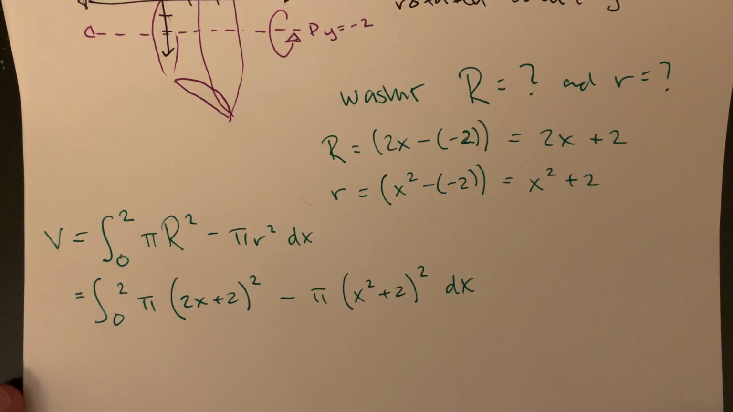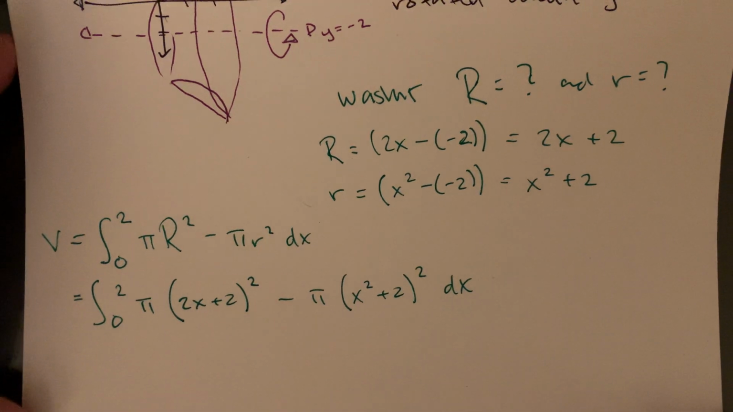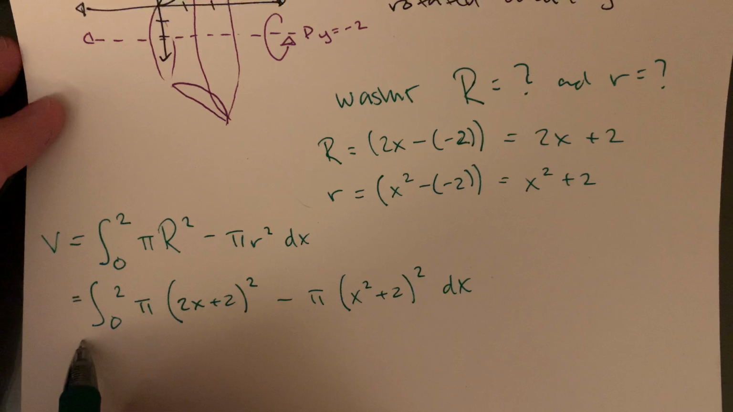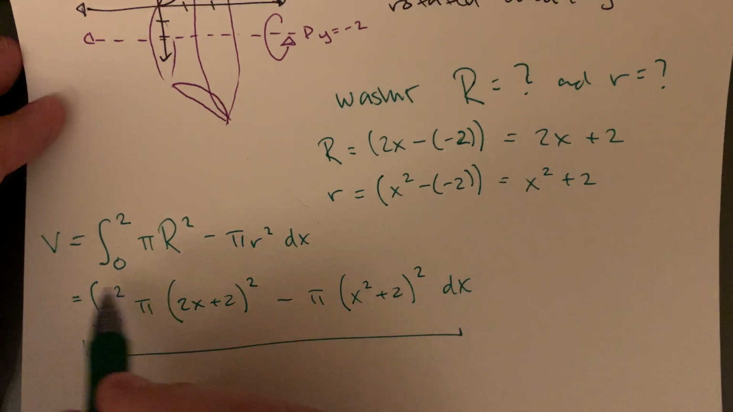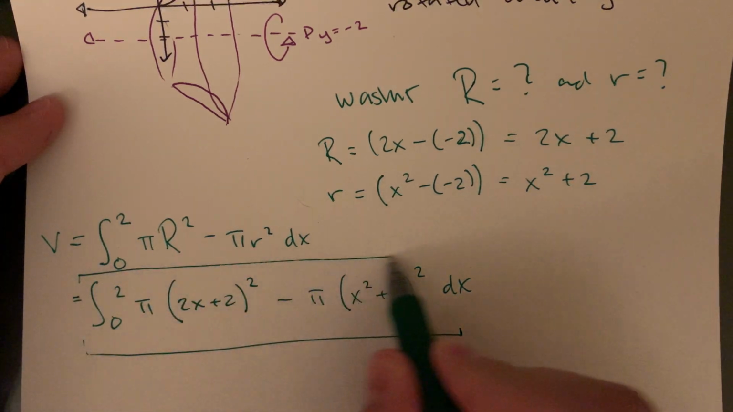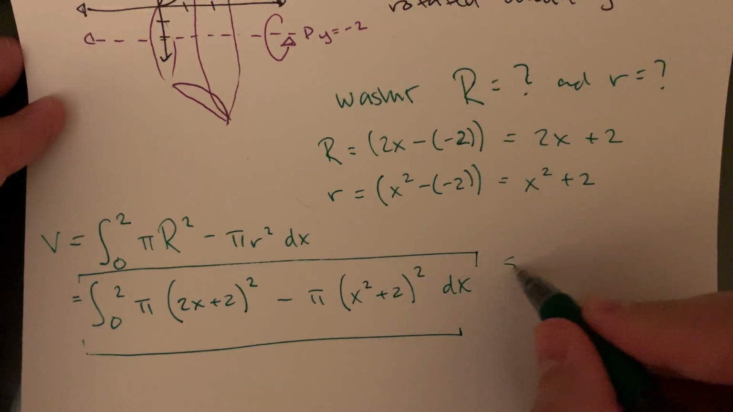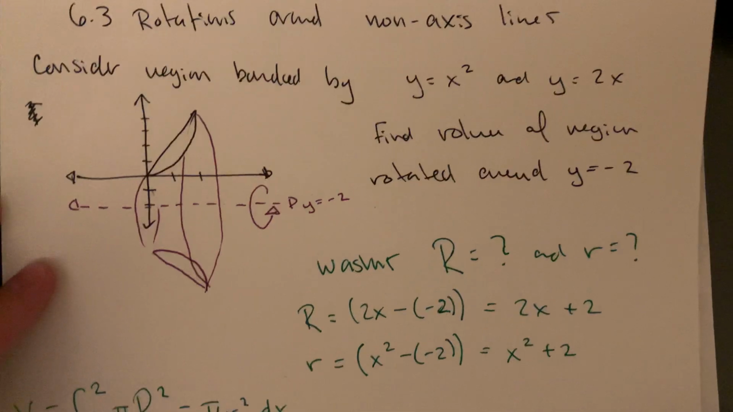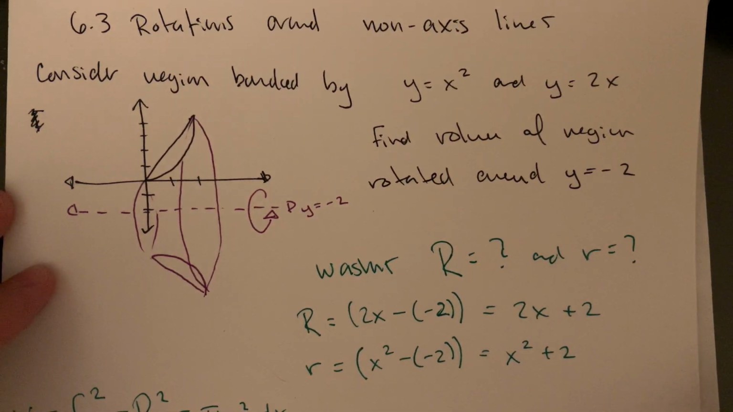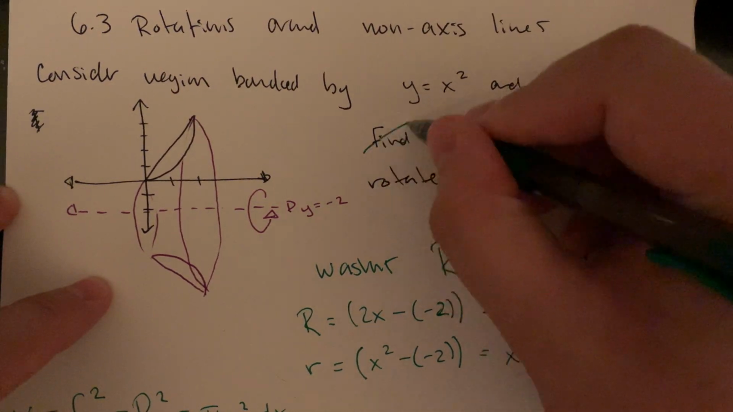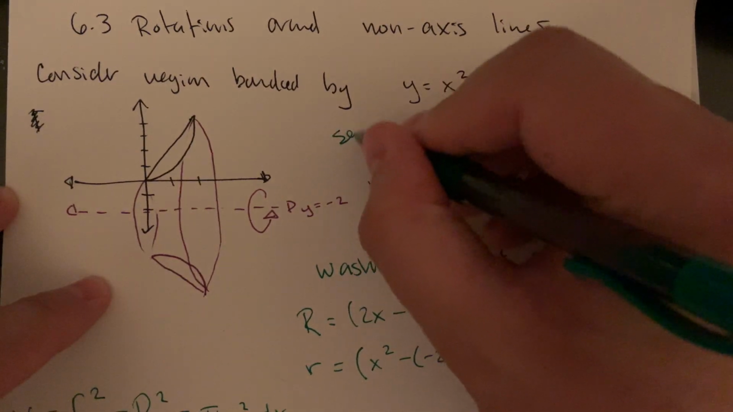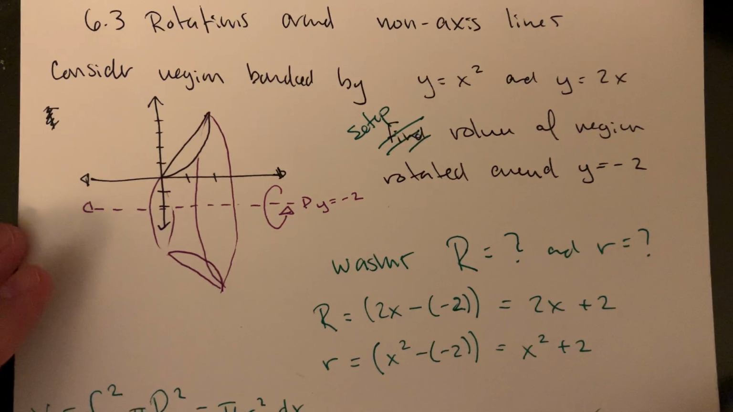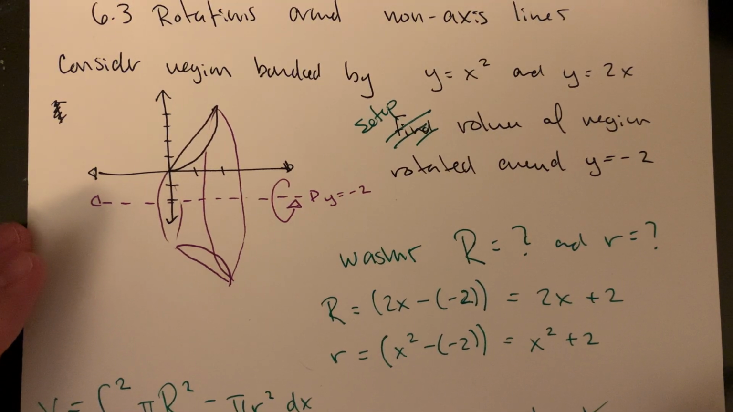I want to keep us moving a little bit and not get bogged down with expanding out and getting multiple steps deep into the thing. So that's going to be my setup. That's what I did. I probably should have said, I said, find the volume. Let's say, set up the volume of the region rotated around y equals minus 2.